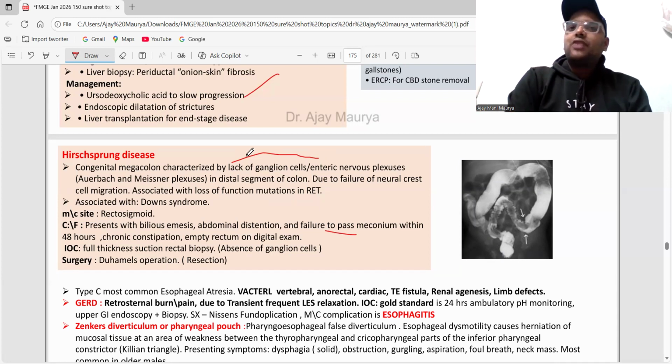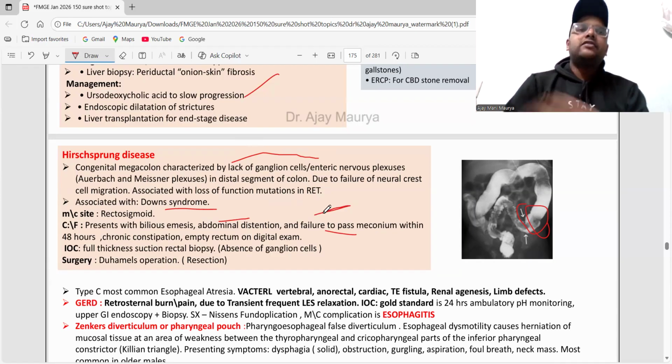Okay, na, cells वहां पर develop नहीं होता है. It is always associated with what? Down syndrome. The most common site is the rectosigmoid. The chief complaints are very important: bilious emesis, abdominal distension, failure to pass the meconium within 48 hours. Okay, now investigation of choice.